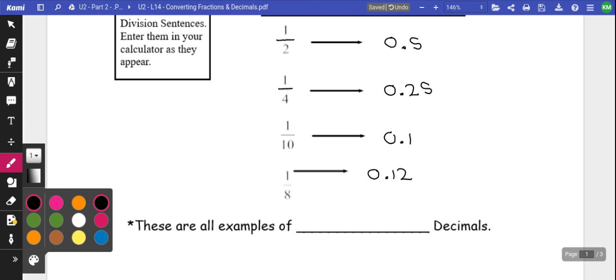Good. Now, every single one of those decimals, did it go on forever? No, it just stopped, didn't it? Do you remember what the word is when something just stops as a decimal? It starts with a T. Yeah, good. They're terminating decimals.